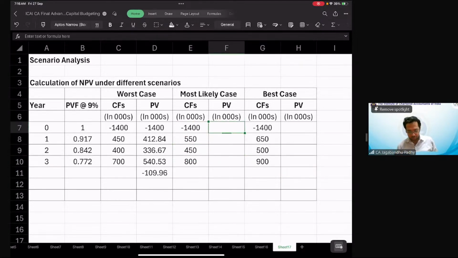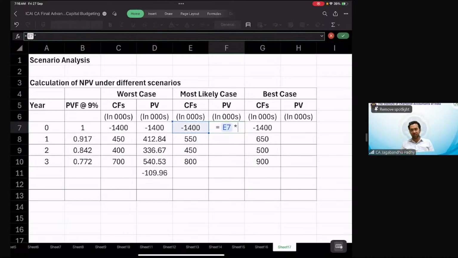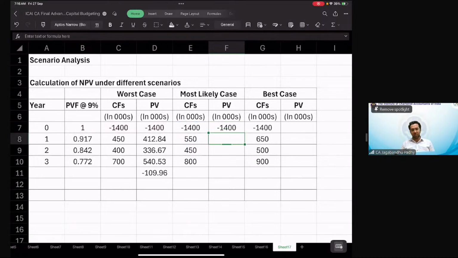Obviously, in the first case, it's going to be multiplied by 1. That is the 0th year, it's going to be multiplied by 1. In the subsequent numbers, can you just get me the NPV value for the most likely and the best case?